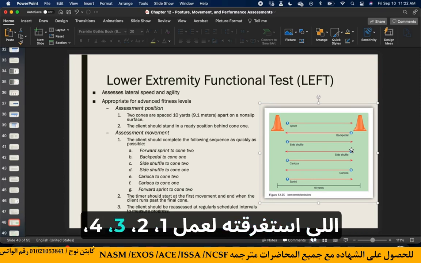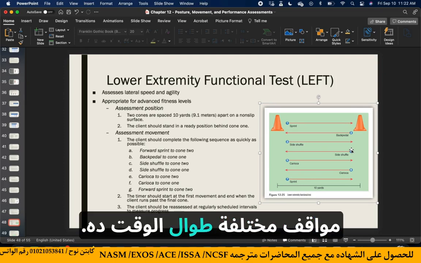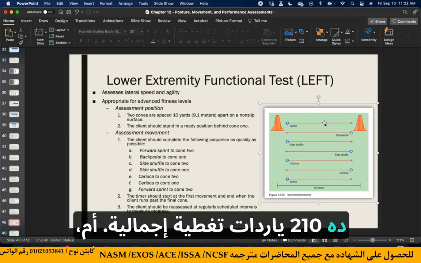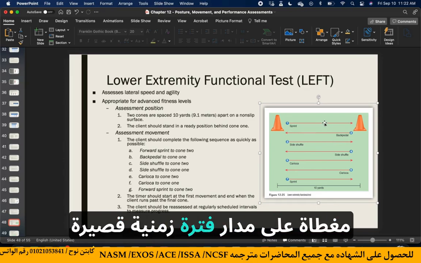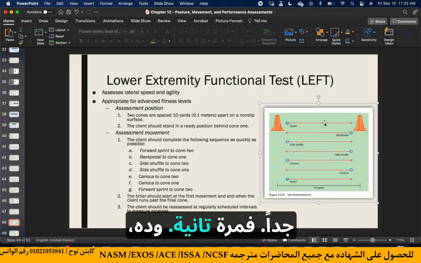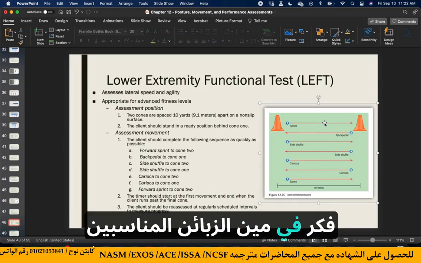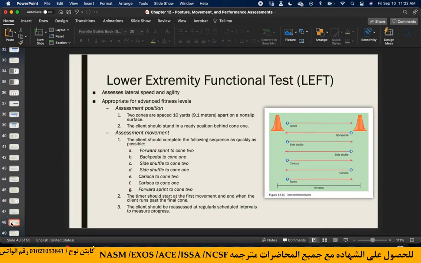for how long it took you to do the 1, 2, 3, 4, 5, 6, 7 different positionings throughout that whole time. So really, if you think about it, that's 70 yards, 210 feet covered over the course of a very short period of time. So again, this can be for many different people, but again, think about who the right clientele and the right demographic this would be for.